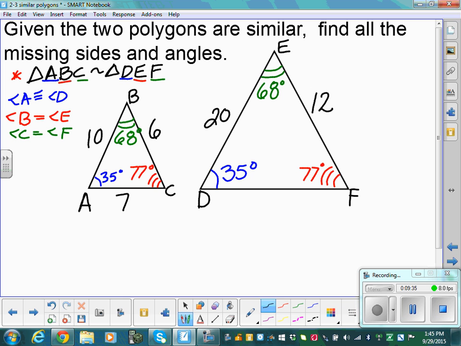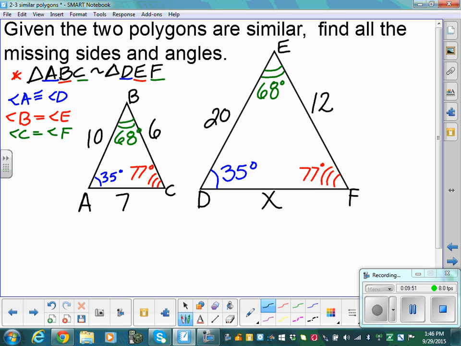Okay, but let's do the math behind it, because they're not all going to be this easy, where you can just see it. I promise, there's going to be decimals. So we're going to do the math to get there.